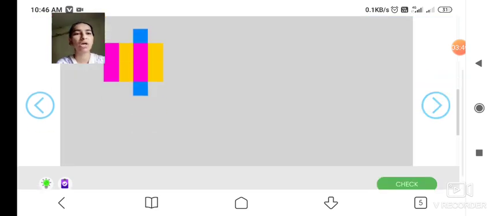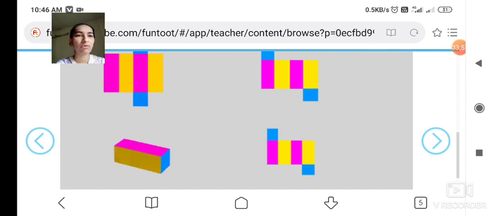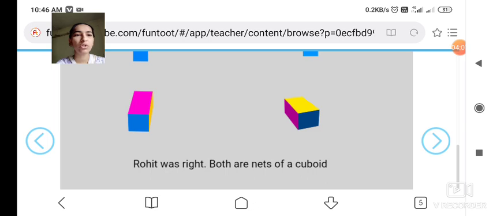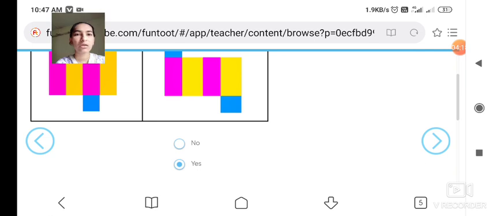Now see the first net. With the help of the first net we can make a cuboid, and the second we also have to fold. You can see in the video how the nets are folded. Now you can see with the help of both we can make a cuboid. That means Rohit was right. Both are nets of a cuboid. Understand what a net is and how to make a 3D object with the help of a net. A net is a 2D shape. With the help of 2D we can make a 3D shape.